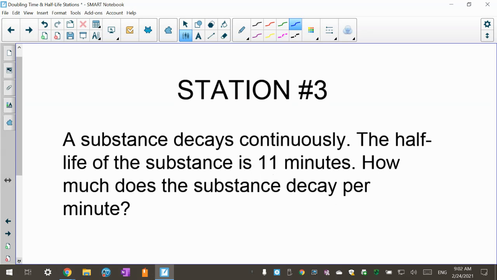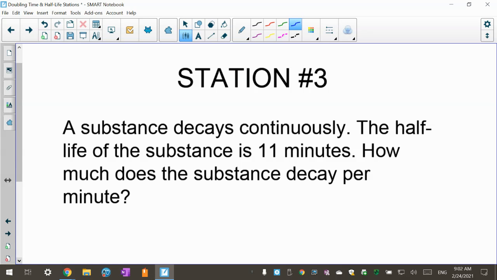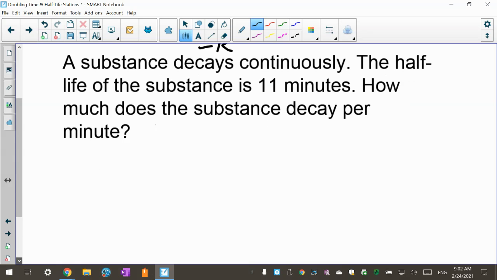All right, station 3. A substance decays continuously. So I know this is negative K. The half-life is 11 minutes. Wow, this one's fast. This one takes 11 minutes for half of it to go away. Maybe it's a gas. How much does it decay per minute? So they basically want us to solve for K. I want to know per minute because I know it takes half of it to go away in 11 minutes, but I have to figure that out.